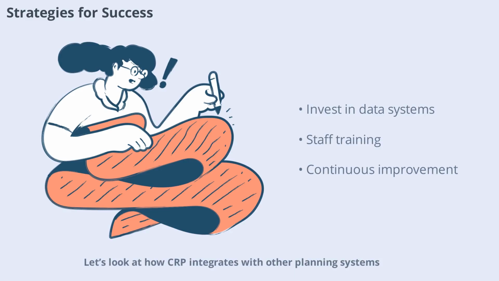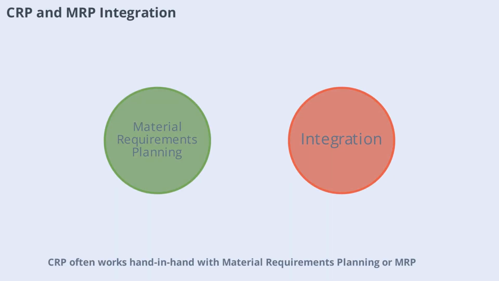Let's look at how CRP integrates with other planning systems. CRP often works hand in hand with material requirements planning, or MRP. While MRP focuses on ensuring that materials are available for production, CRP checks if there's enough capacity to use those materials. Integrating these systems allows for more accurate and efficient planning. For example, if MRP schedules a large production run, CRP can verify that machines and labor are available to handle it. This integration reduces the risk of delays and resource conflicts.